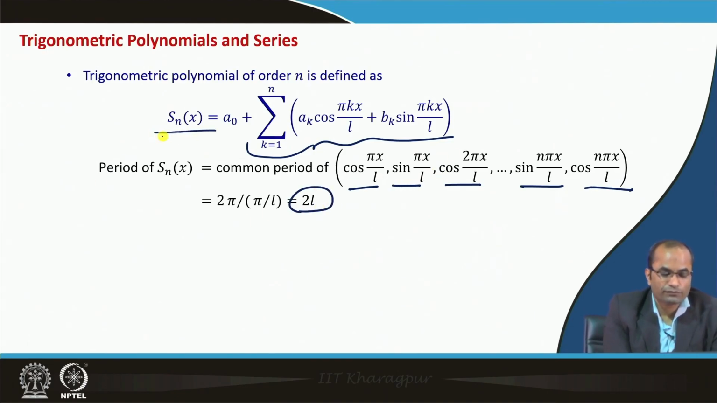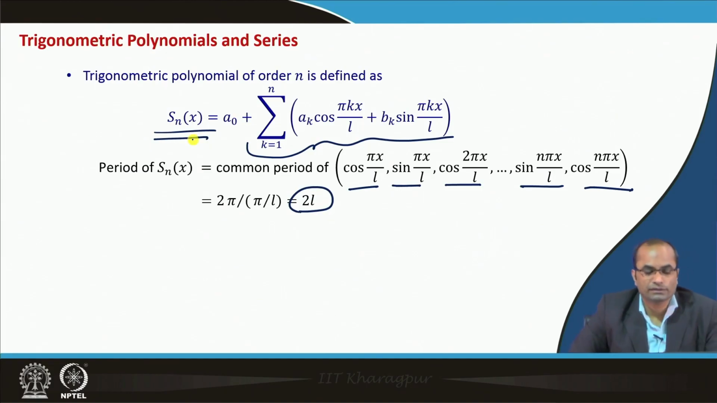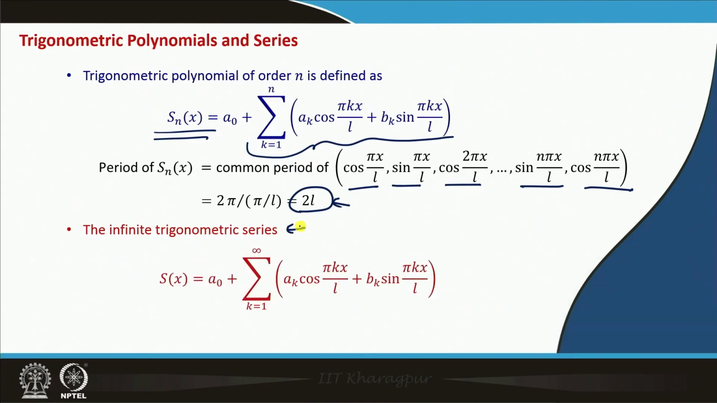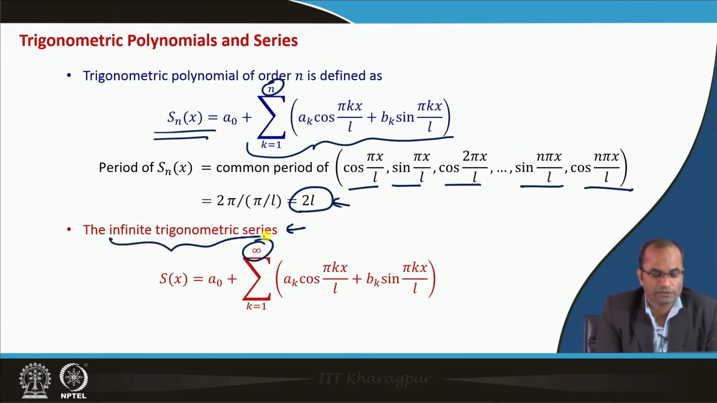So, the period of this S_n(x), for this trigonometric polynomial, will be 2L. And the trigonometric series we call infinite trigonometric series, when k goes from 1 to infinity. So, instead of this n, if we are going for infinitely many terms, we call this an infinite trigonometric series.